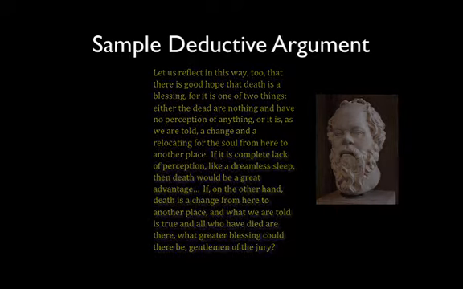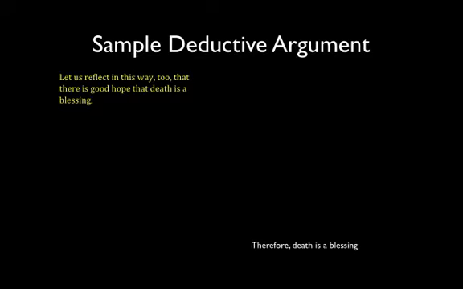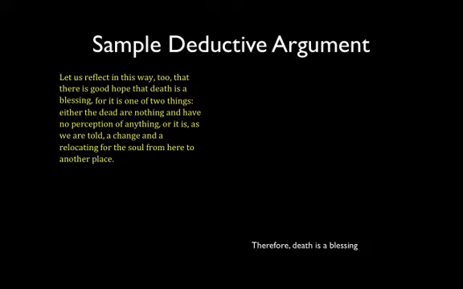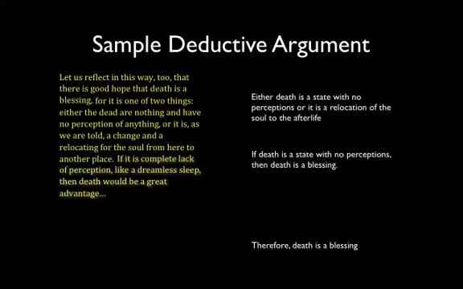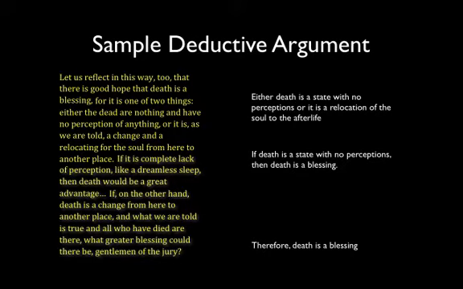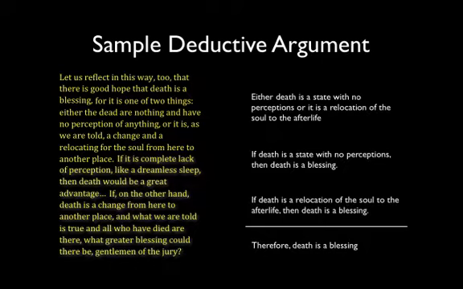In this passage, Socrates first announces his conclusion. He says, "Let us reflect in this way too that there is good hope that death is a blessing." So the conclusion is death is a blessing. He then states his premises, which we can paraphrase this way. First, either death is a state without perceptions, or it is a relocating of the soul to an afterlife. Second, if death is a state without perceptions, then it is a blessing. Third, if death is a relocation of the soul, then it is a blessing.